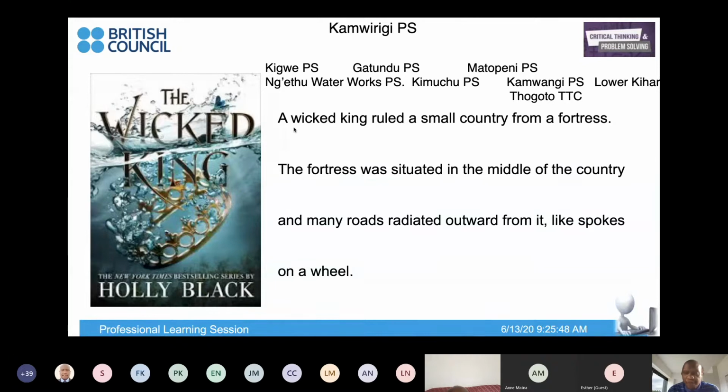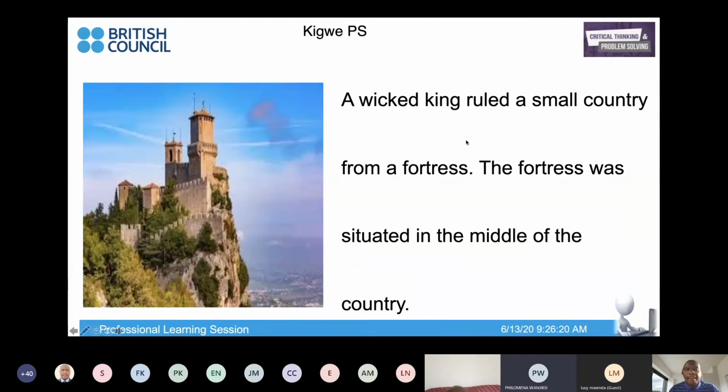Somebody from Kamwirigi? A wicked king ruled a small country from a fortress. The fortress was situated in the middle of the country, and many roads radiated outward from it, like spokes on a wheel. Okay. Kigwe? Kigwe Primary School.